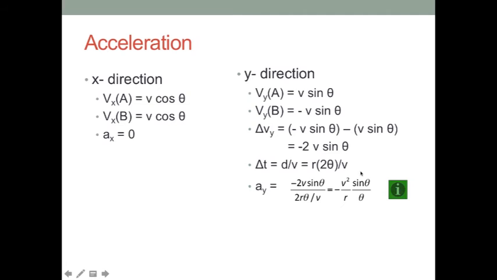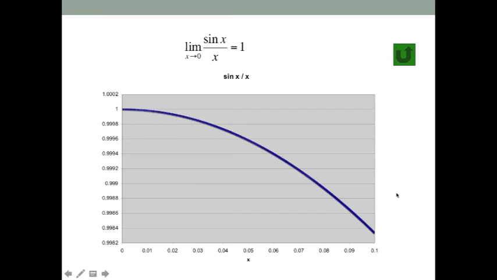We can see what happens to the ratio of the sine of theta divided by theta as theta gets small by graphing it. So right here I've looked at the sine of x divided by x, and on the horizontal axis right here I have x, and on the vertical axis I have the sine of x divided by x, in radians.